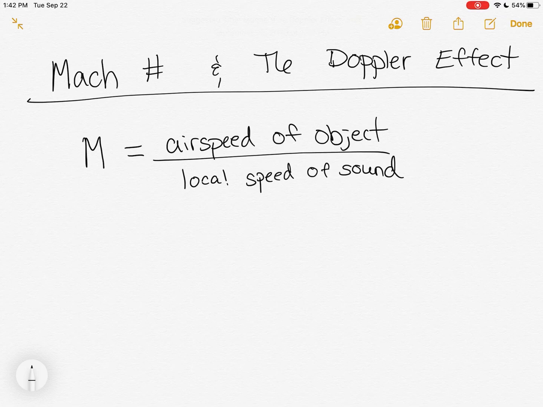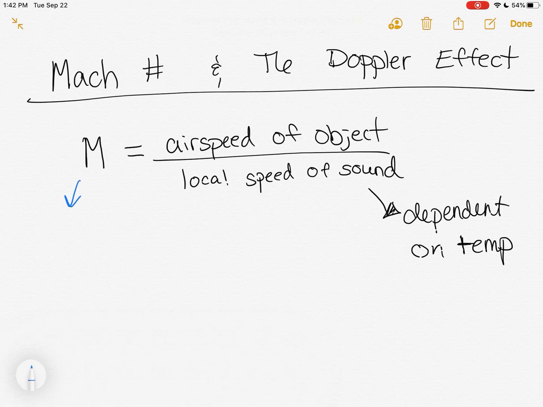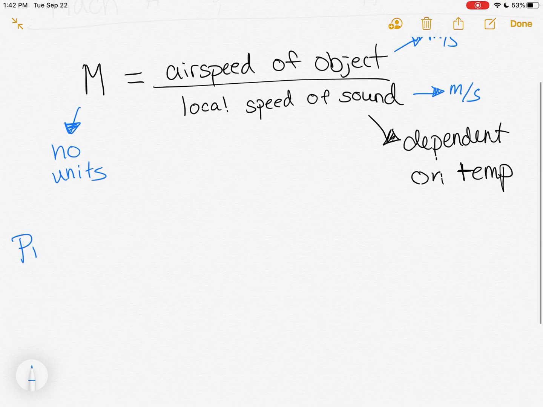over our local speed of sound. And I want to remind you that that local speed of sound is dependent on temperature. Okay, so we're using our regular equation to calculate the local speed of sound based on our temperature. Mach number is going to have no units. And so what that means is that the airspeed and the local speed have to be in the same units. So they really should both be in meters per second. But you could actually use any other units you want to, as long as both of those speeds are in the same unit.